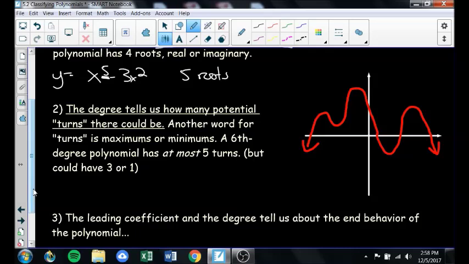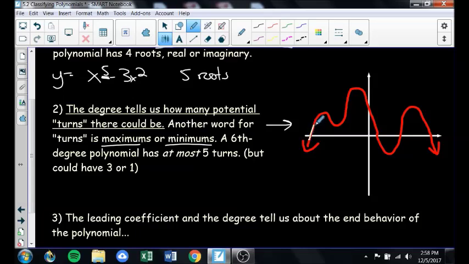And a word for turns is often max or min, but sometimes you can have turns that aren't exactly maximums or minimums, and I'll explain that a little bit later on, although maxes and mins are examples of turns. So if we look at this graph over here, think about this graph like it's a map from above, and your car driving along this road.